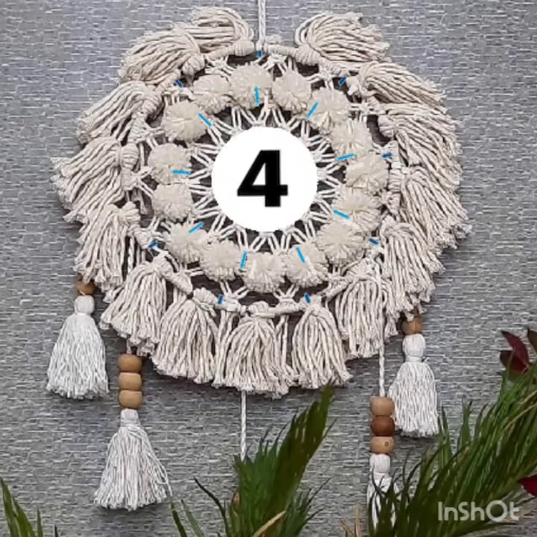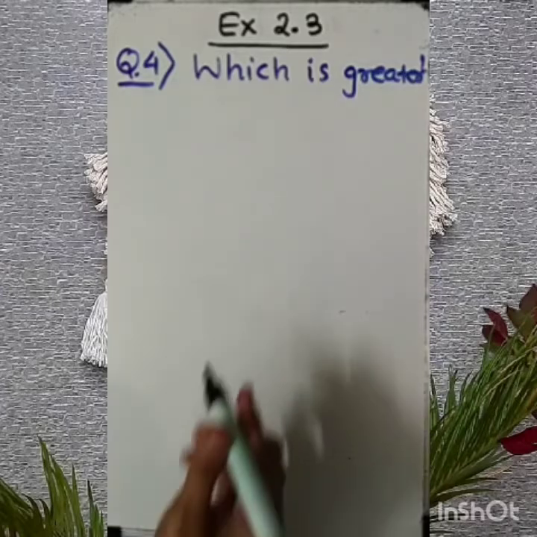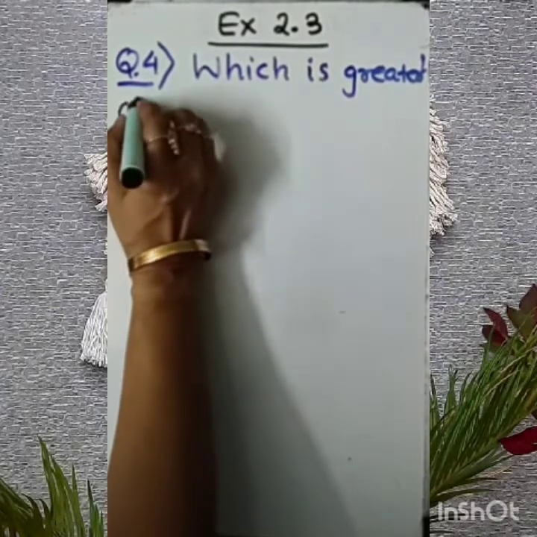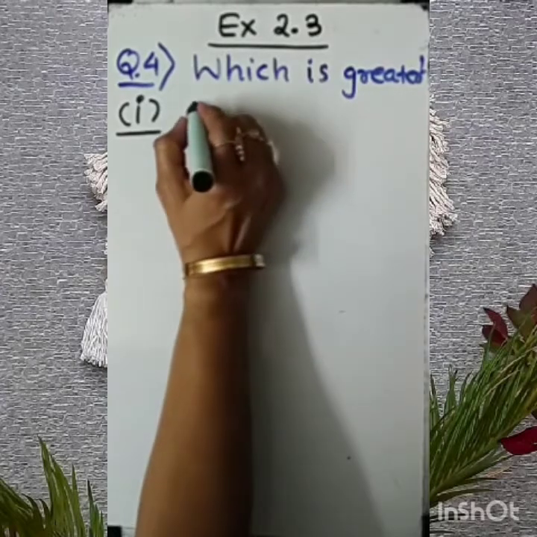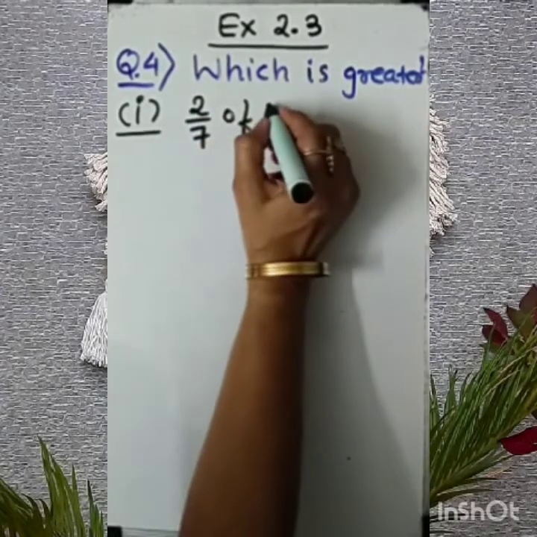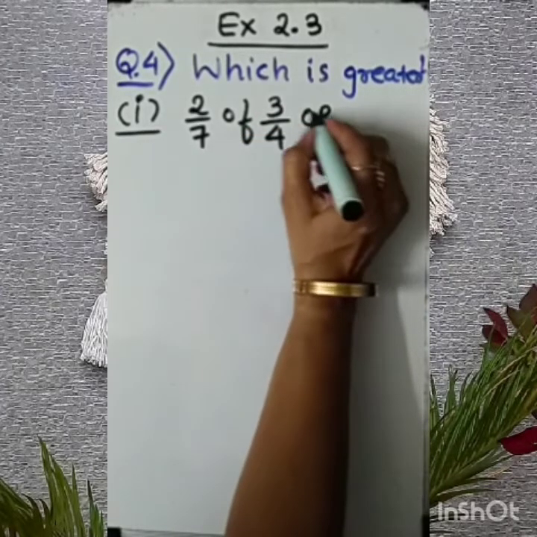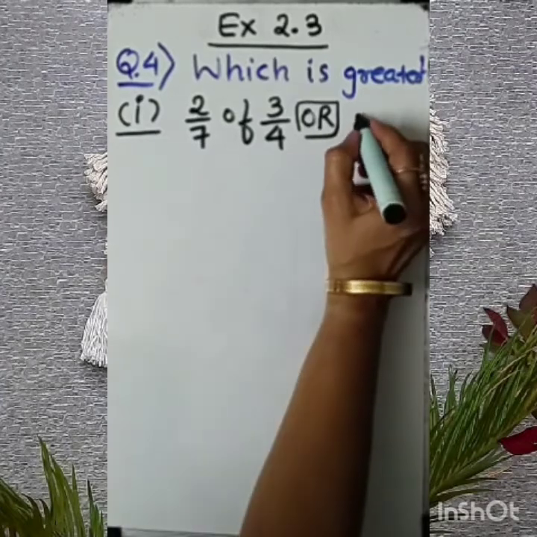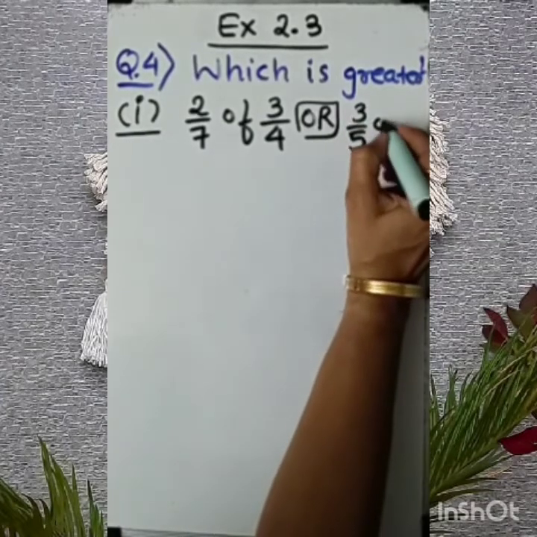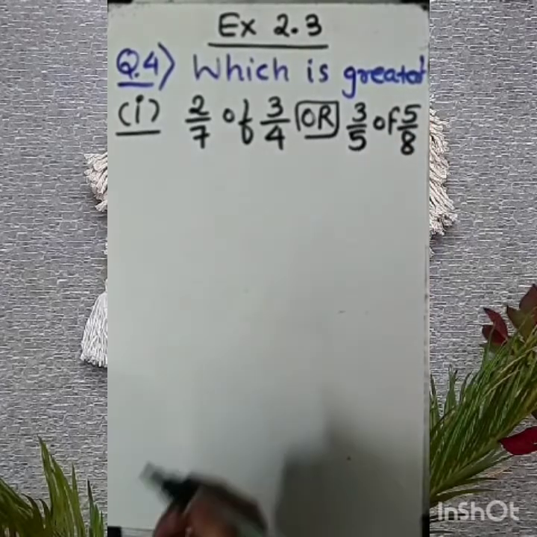So exercise 2.3, question number 4 is on your screen. We are given which is greater. Means out of two fractional numbers, which is greater. But what we are given in the one number, let me note down first: 2 by 7 of 3 by 4. This is first we are given. Or, in between, the word or is given: 3 by 5 of 5 by 8. This is the question.